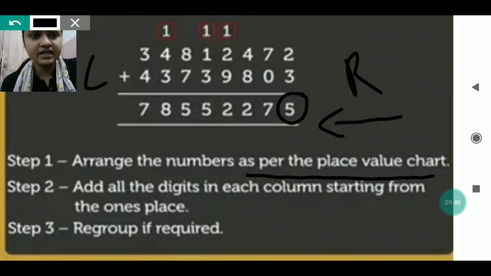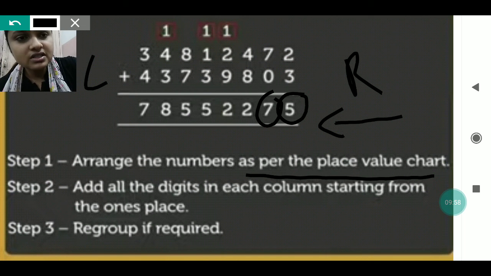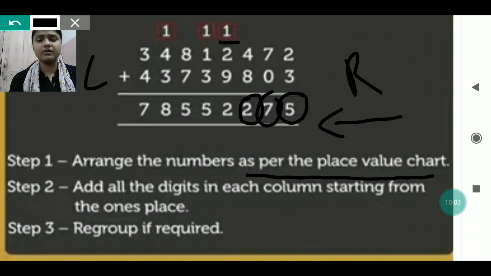No carry number is there. 7 plus 0. Any number when added with 0, we get the same number. So 7 we will get. 4 plus 8 we have got 12. So 12 is a two-digit number. So 2 will be written downside and 1 will be taken carry, which will be mentioned upside of the next digit which we are going to add.